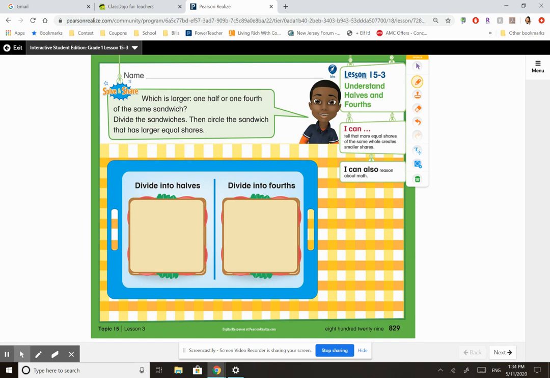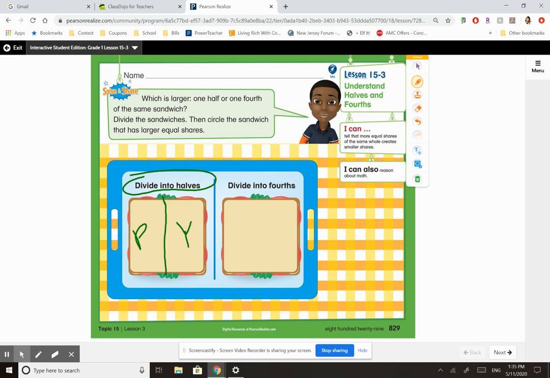Okay, so in order to figure that out, first we're going to divide the sandwich, okay? For this one, they say the first sandwich, they want to divide it into halves. So cut the sandwich in half. One for me, Mrs. Parker, P for Parker, and one for you, Y for you.